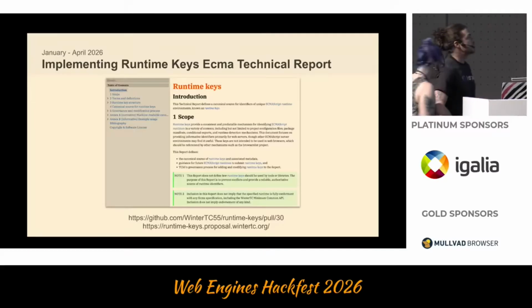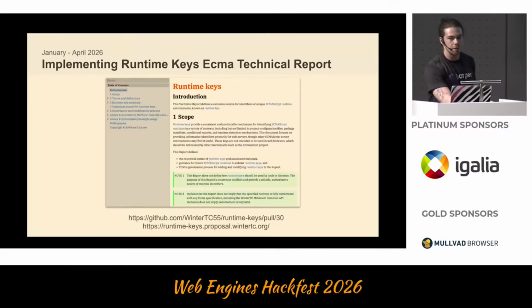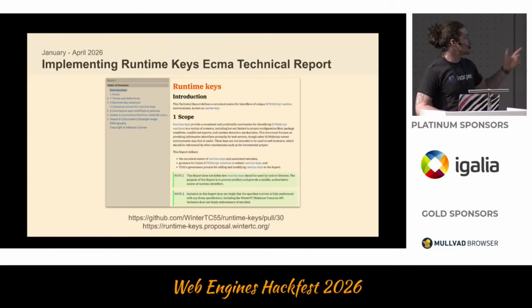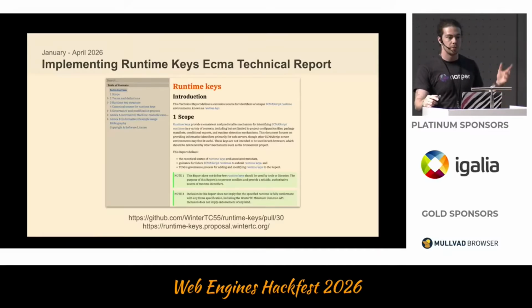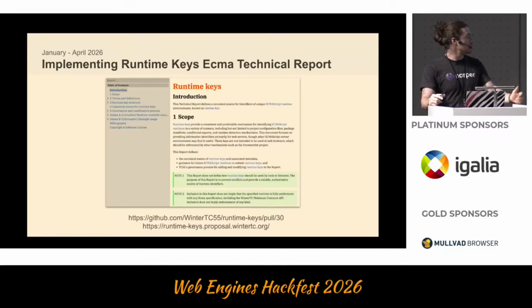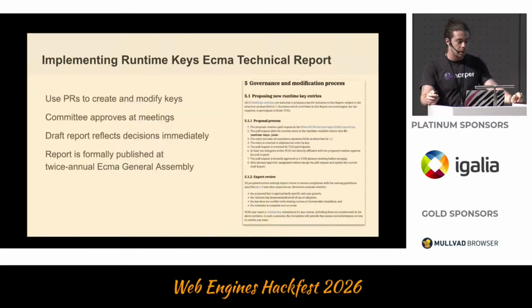Cool. So this is a quick snapshot of what it looks like today. We have some links at the bottom so you can actually see what the process was like for us setting this up for the first time, as well as where it lives live now. And then this is, as Aki was just saying, the whole governance and modification process as it stands today: we're using Git and PRs to create and modify the keys just like we were before.